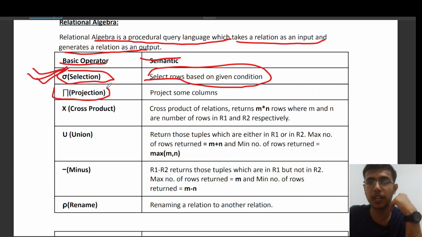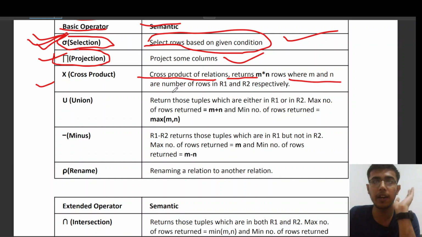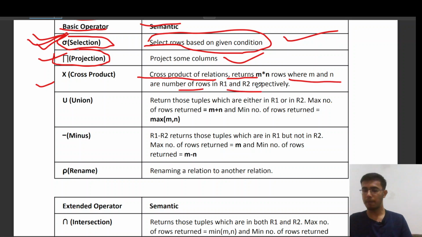This is what is projection. Project some columns, that is, display some columns, right? Selection is represented by sigma, which selects rows; pi is for project; then there is the cross product. The cross product of relations r1 and r2 gives m into n rows, where m and n are the number of rows in r1 and r2.